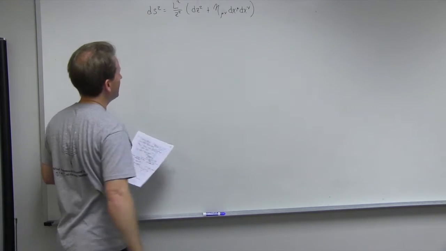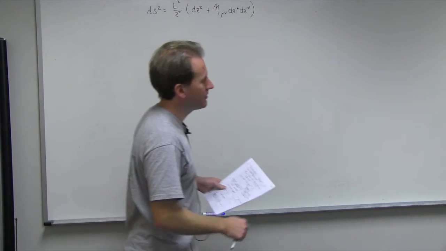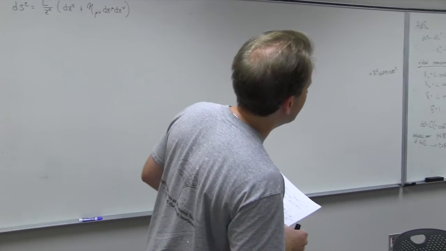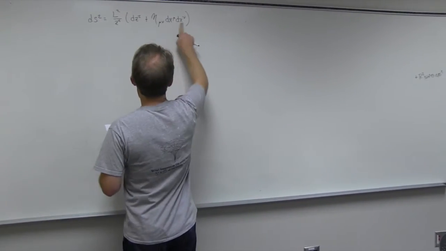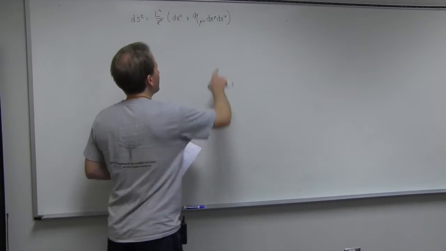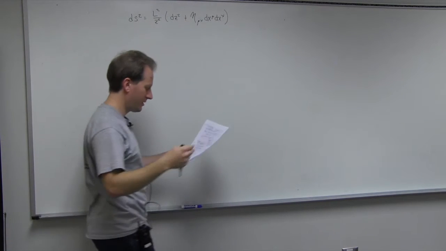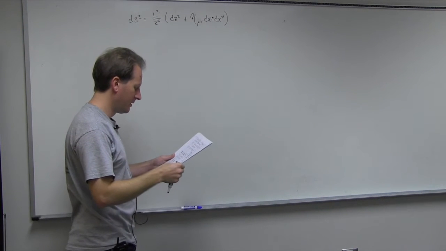So this is Poincare coordinates. I'm going to switch notation a little bit from what I did yesterday, where I was calling these y's. I'll call them x now. And these are basically what you should think of as the field theory coordinates.